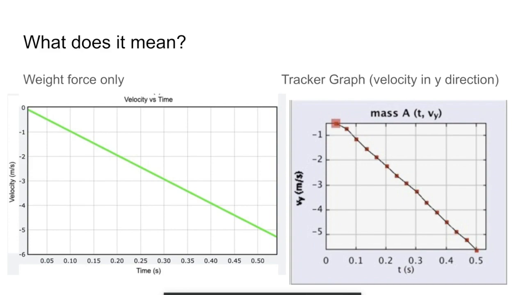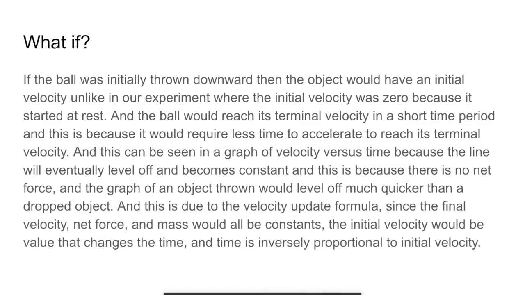What if? If the ball was initially thrown downward, then the ball would have an initial velocity, unlike in our experiment, where the initial velocity was 0 because it started at rest. The ball would reach its terminal velocity in a short period of time, and this is because it would require less time to accelerate to reach its terminal velocity, and this can be seen in a graph of velocity versus time, because the line will eventually level off and become constant, and this is because there is no net force.